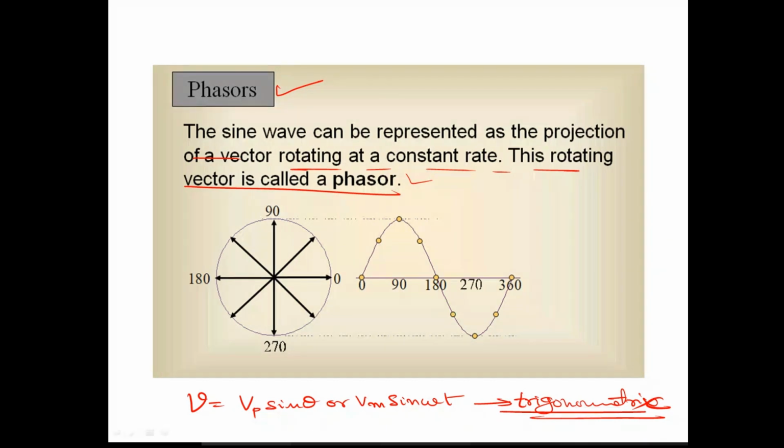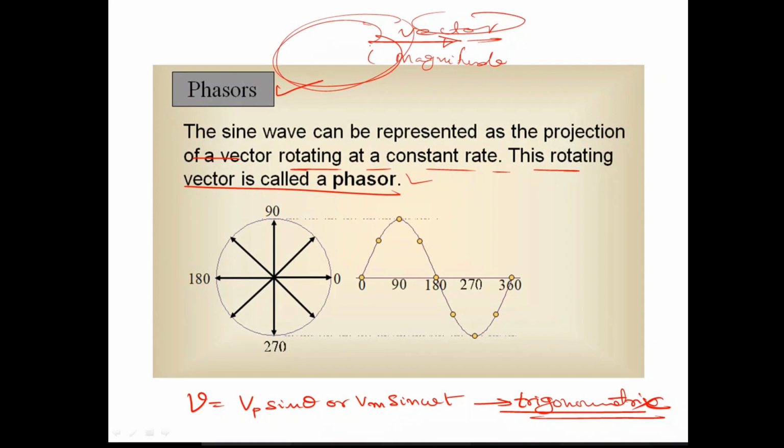So a vector generally we call a straight line, like this, with constant magnitude and direction. Direction is oriented like this. This is called a vector. But the same vector, if it is rotating, moving like this, either in the clockwise or counterclockwise direction, that we call the phasor. Therefore, a sinusoidal waveform can be represented as a phasor. That is, every instant value of the sinusoidal waveform is represented as a phasor.